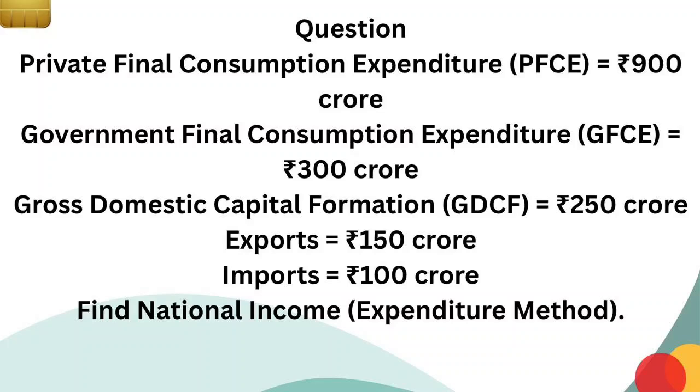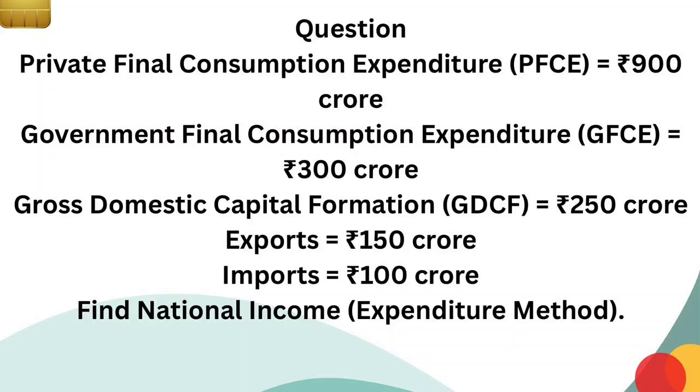The first step is to calculate net export. Net export is export minus import, that is 150 minus 100, that will give you 50 crore. Now substitute all the values into the formula. National income is 900 plus 250 plus 300 plus 50, that is 1500 crore. So the national income using expenditure method is 1500 crore.